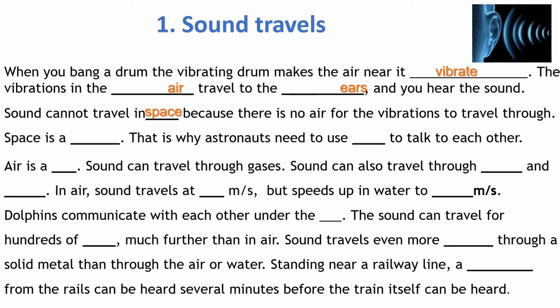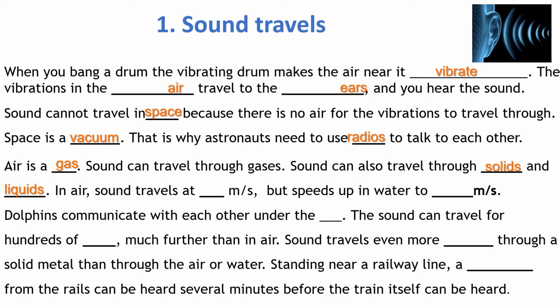Sound cannot travel in space because there is no air for the vibrations to travel through. Space is a vacuum. That is why astronauts need to use radios to talk to each other. Air is a gas. Sound can travel through gases. Sound can also travel through solids and liquids.